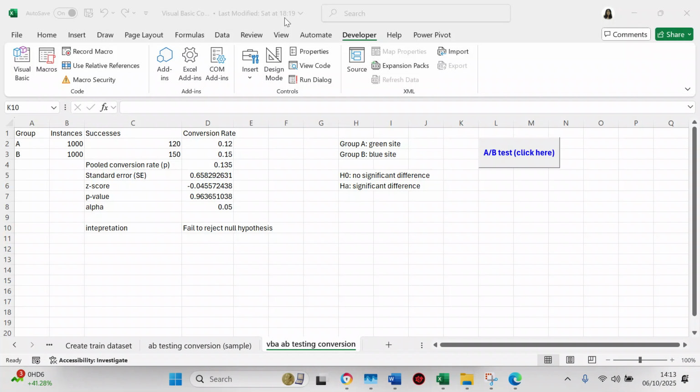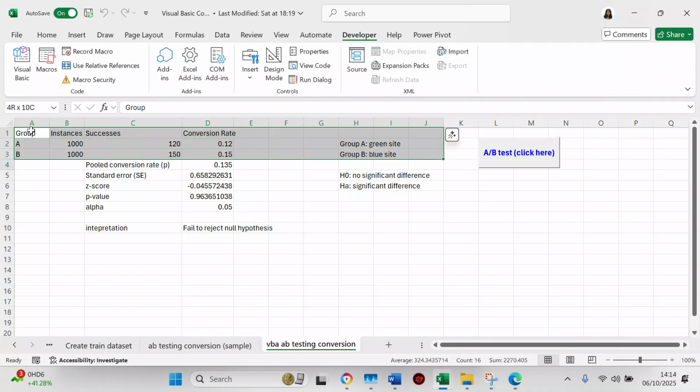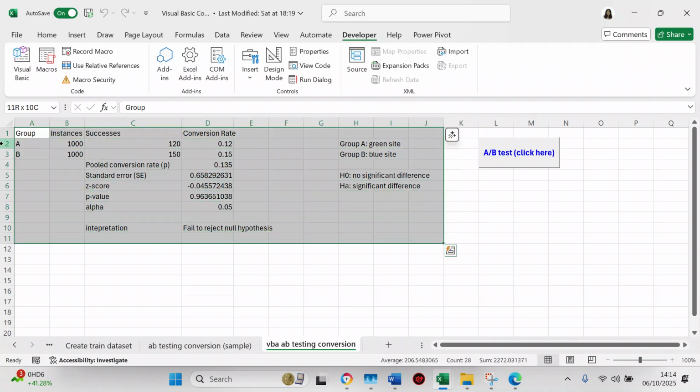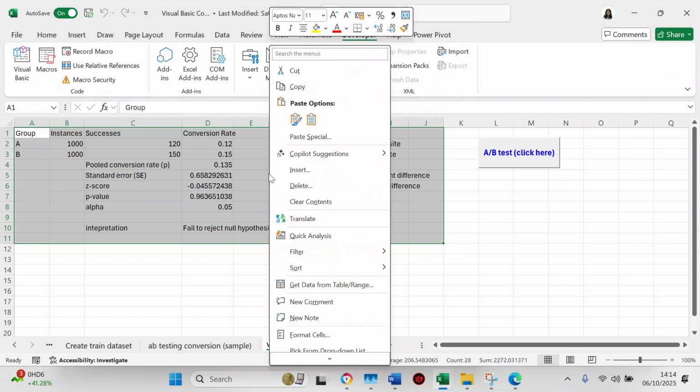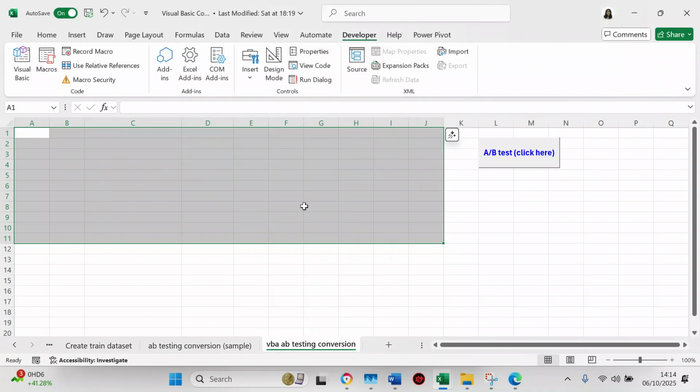It is Crystal here. It's been a while since I have made a video because I've been really busy doing other things. But what I wanted to do in this video is create an A/B tester in Excel. This is written in Excel's Visual Basic. What I'm going to do now is clear the contents.